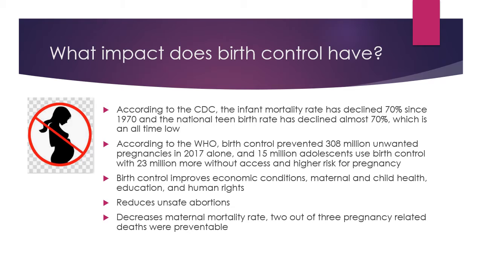According to the World Health Organization, birth control prevented 308 million unwanted pregnancies in 2017 alone, and 15 million adolescents use birth control. An estimated 23 million adolescents are without access to birth control, and therefore at a higher risk for teen pregnancy. Current research shows that birth control improves economic conditions, maternal and child health, education, and human rights in general. Birth control also reduces abortion, especially unsafe abortions, and decreases the maternal mortality rate, which is significant because an estimated 2 out of every 3 pregnancy-related deaths were deemed preventable.